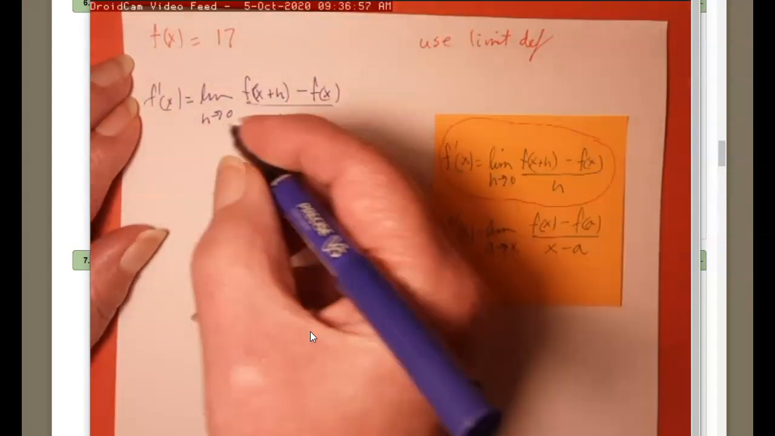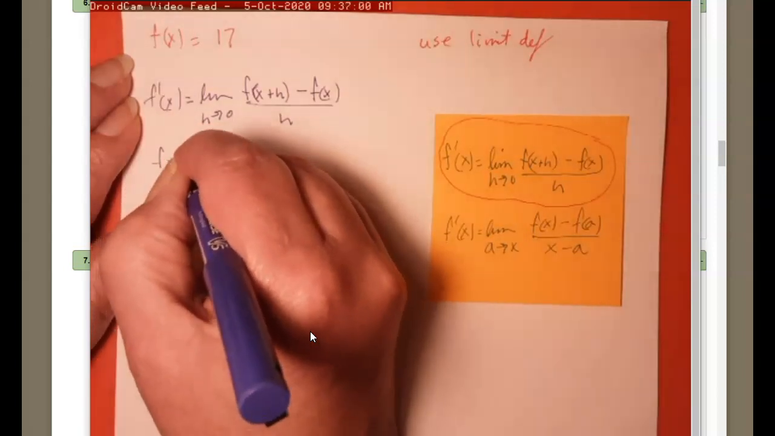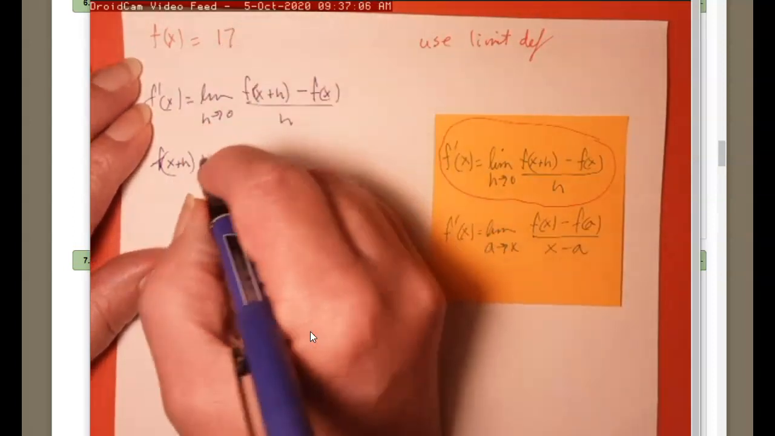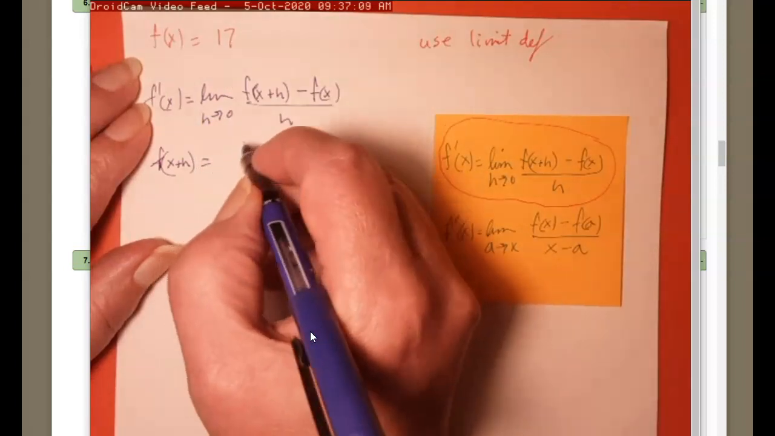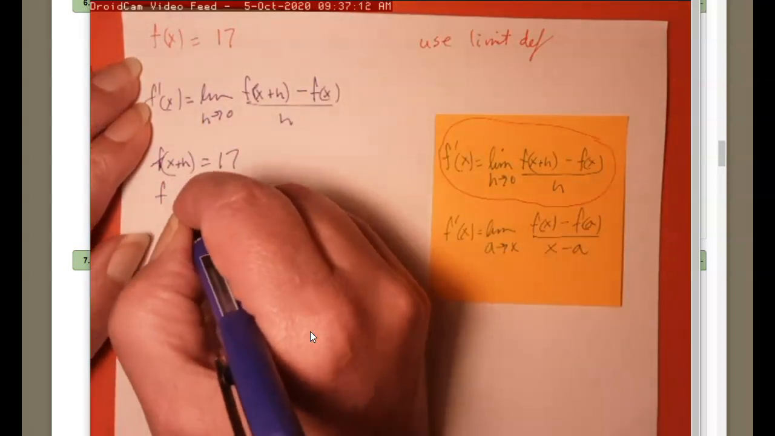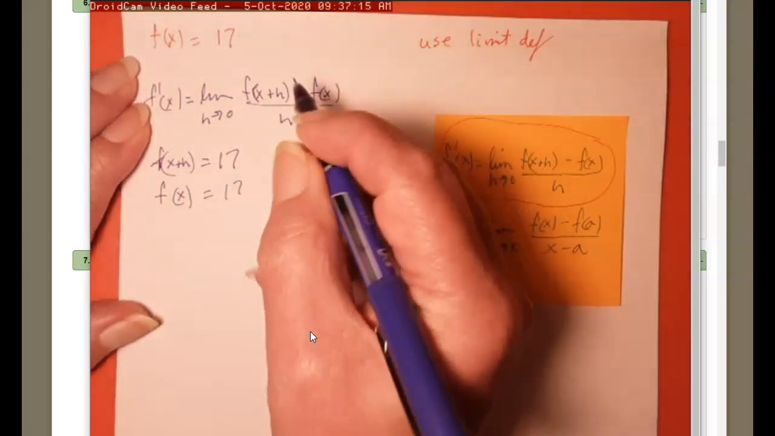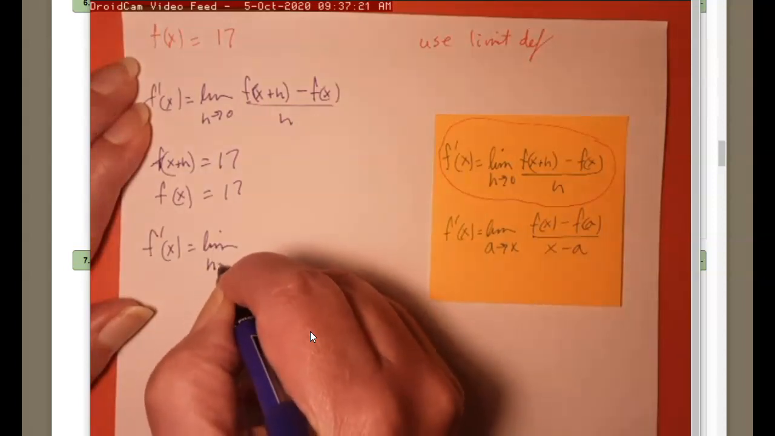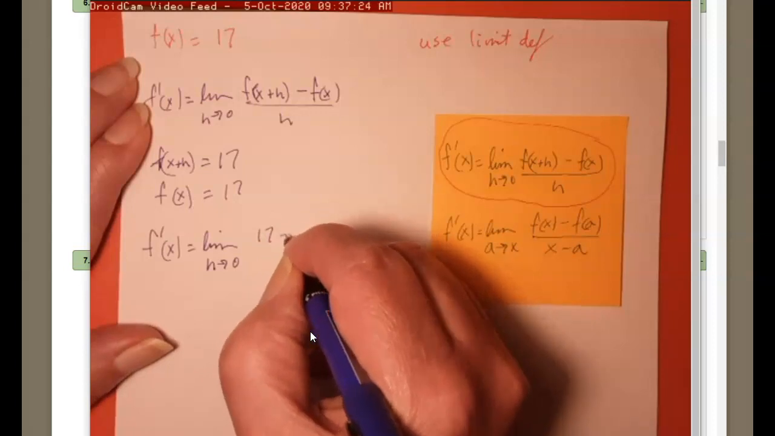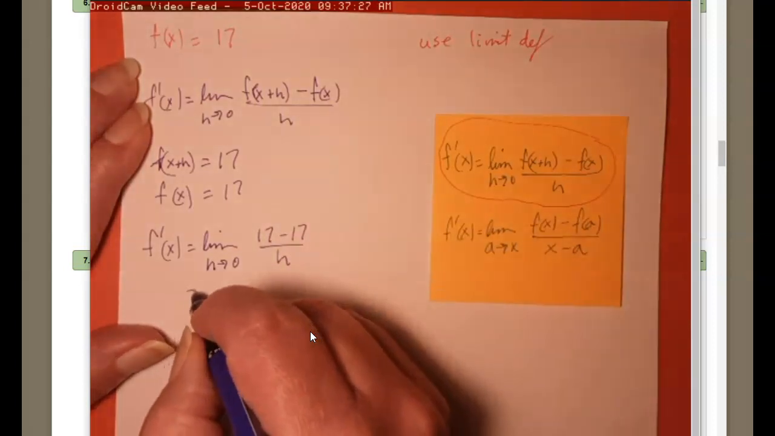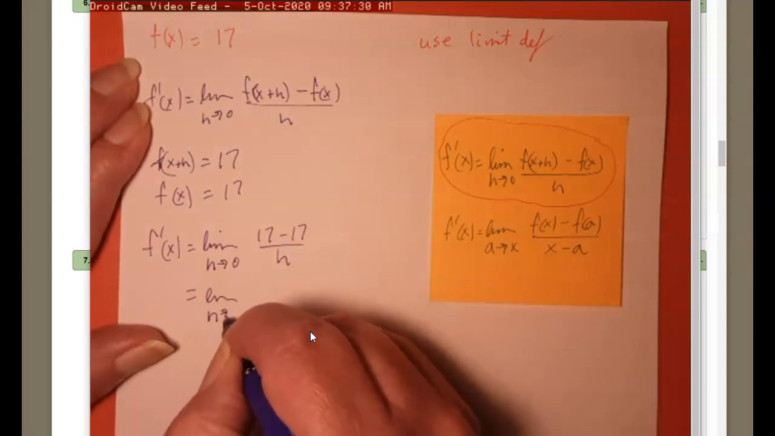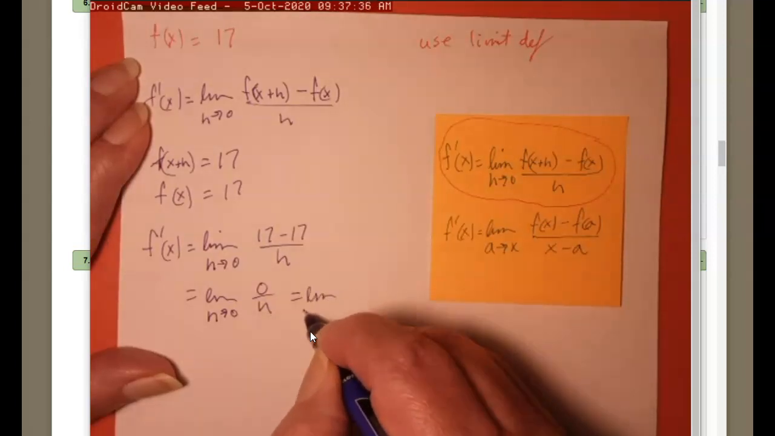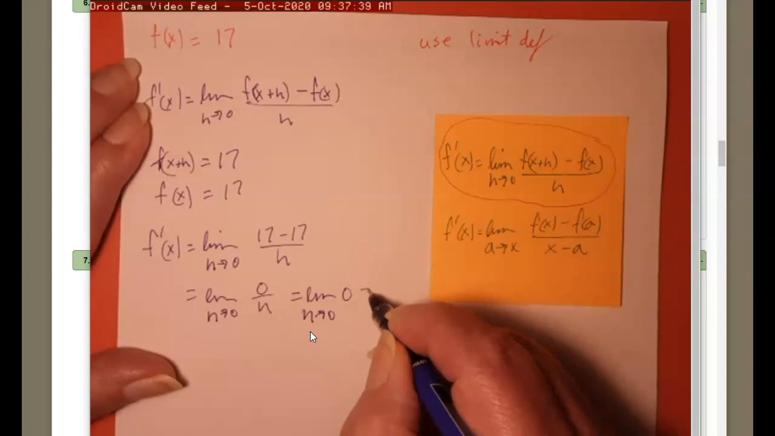Now, I need these two things. I need f of x plus h. So that means go back to the f equation. Everywhere I see an x, I'm going to put an x plus h. Well, that is nowhere. So f of x plus h will give me just 17. F of x is also 17. So f prime of x, make sure you write the limit every time until you take it, as h goes to 0 will be 17 minus 17 over h. But 17 minus 17 is 0. So this is just the limit as h goes to 0 of 0, which is 0.